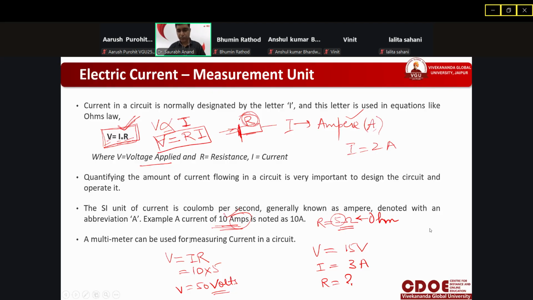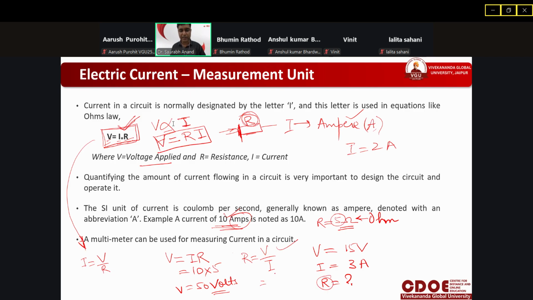So what I gave you, 15 volt, 3 ampere. So you have V, I and R. Using this formula, what do you want to find? R, then we will write like this first. Clear? You have three formulas actually: V is equal to IR, R is equal to V upon I, and I is equal to V upon R, from the same formula. Right? So which formula is required? Because we want R, we will use this one.